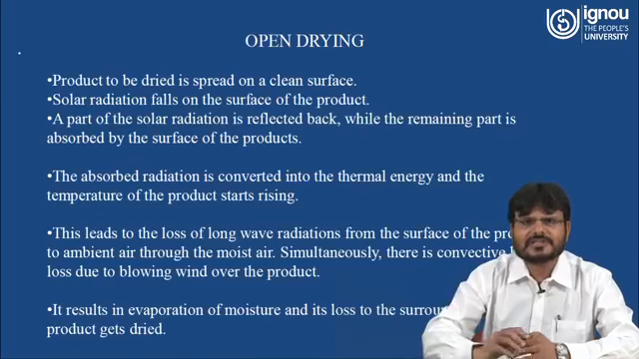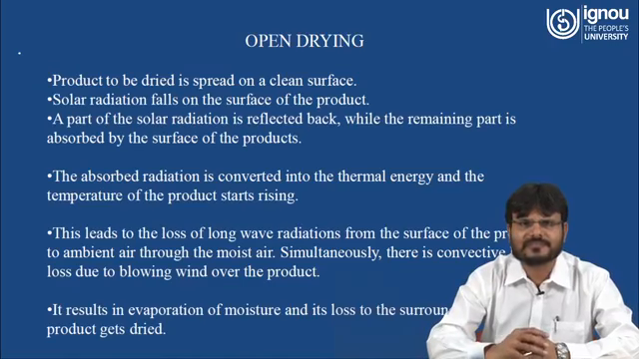Now again we can understand what happens in the open drying system. First, the product that you want to dry is spread on a clean surface. The solar radiation falls on the surface of the product. A part of the solar radiation is reflected back, while the remaining part is absorbed by the surface of the product. Now what will happen? The absorbed radiation is converted into thermal energy, right? And thermal energy means it has some heat, and the temperature of the product starts rising.